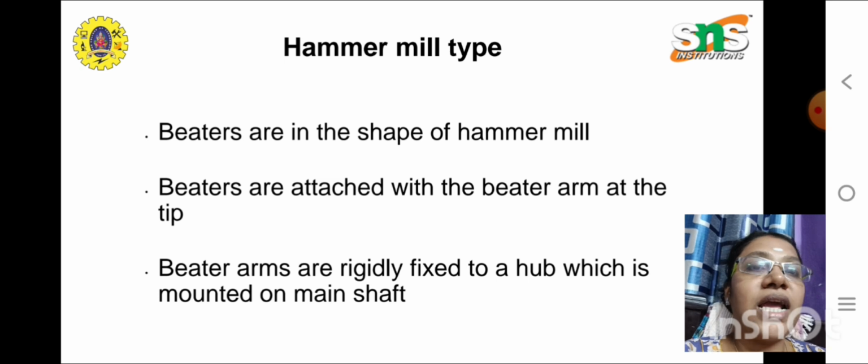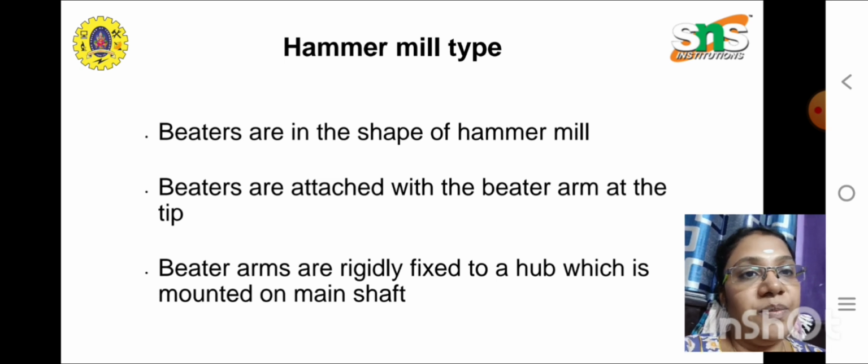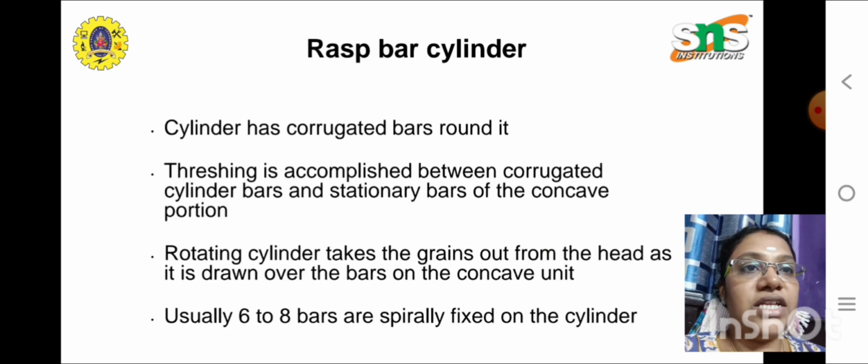Next, the hammer mill type of threshing cylinder. These are beaters in the shape of a hammer mill. A beater arm is attached at the tip, and it is rigidly fixed to a hub which is mounted on a main shaft.